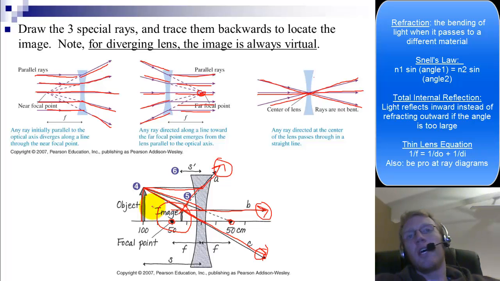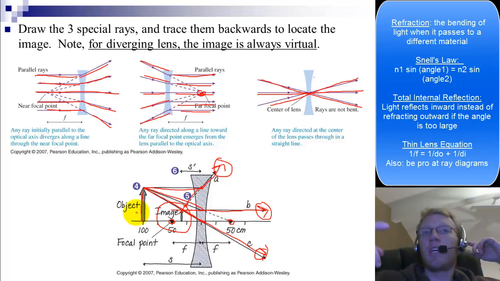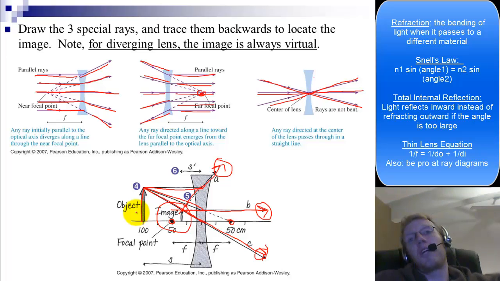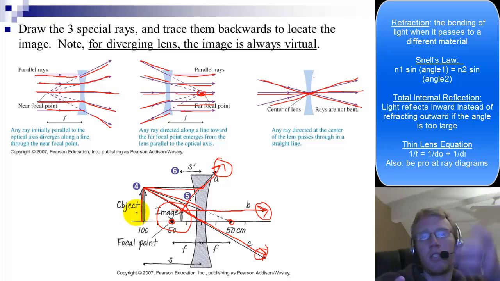And it's virtual here. So just like with a diverging mirror, you always have to trace the light rays back to see where they came from. Same thing for a diverging lens. It's always going to be a virtual image because the light rays are spreading out, so there's no way they're ever going to cross. And so you always have to trace them back, and it's always going to be a virtual image.